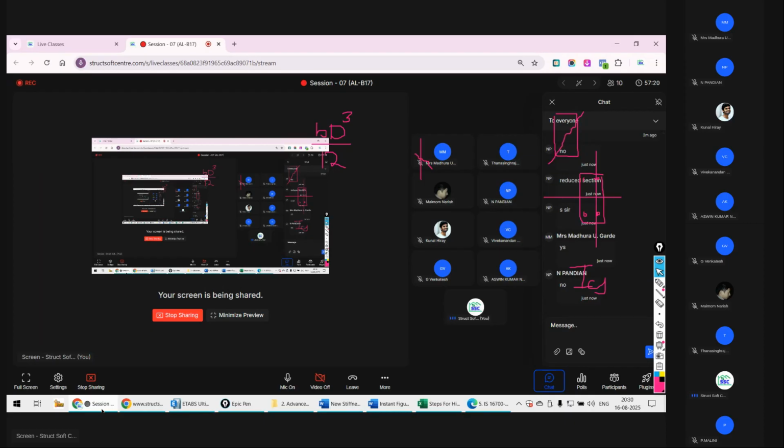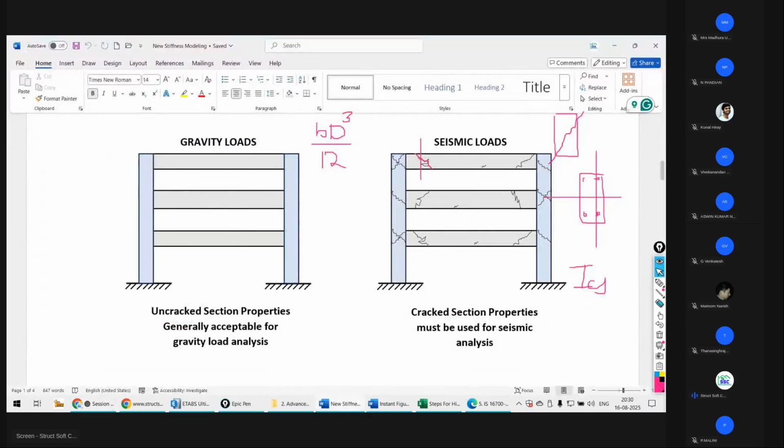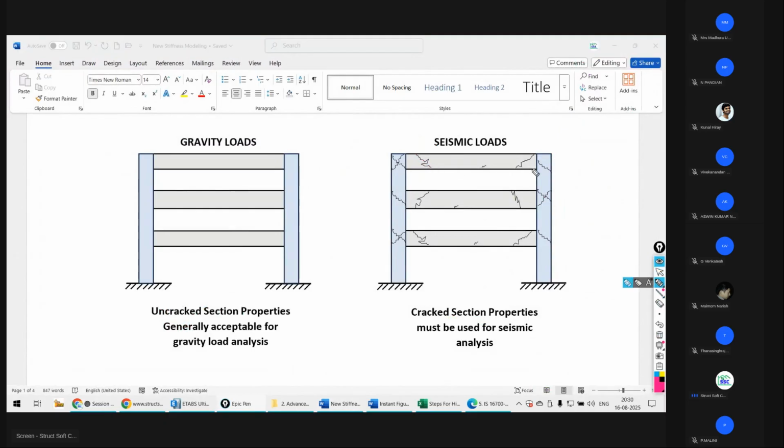So guys, if I am asking you to find out the stiffness of the beam element, or if I'm asking to consider one stiffness for this complete beam, that will be wrong. Or if suppose you are going to consider one stiffness for this one beam, that will be wrong. If you consider the full strength, it is wrong, because in reality you will not get it.